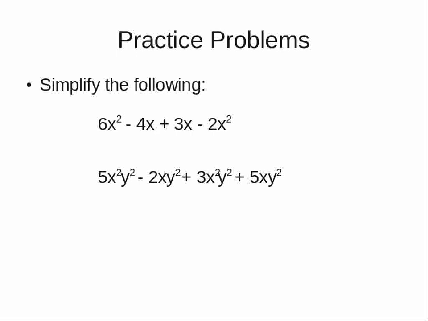So I'll present problems and then I'll give you the solutions and then I'll discuss it. So please simplify these two expressions: 6x squared minus 4x plus 3x minus 2x squared, and 5x squared y squared minus 2xy squared plus 3x squared y squared plus 5xy squared. All right, pause the video and try those now, please. Okay, here are the solutions. 4x squared minus x, and then the second one is 8x squared y squared plus 3xy squared.